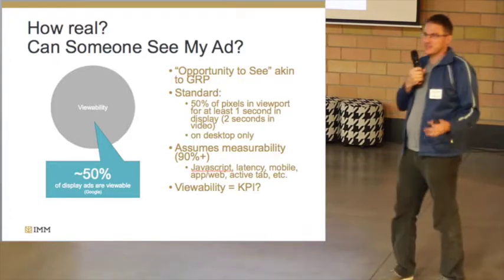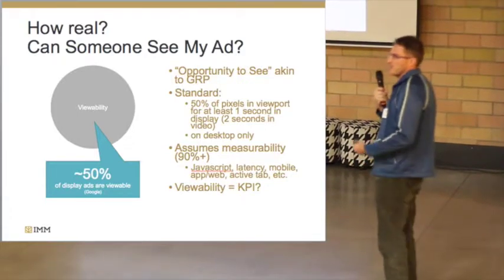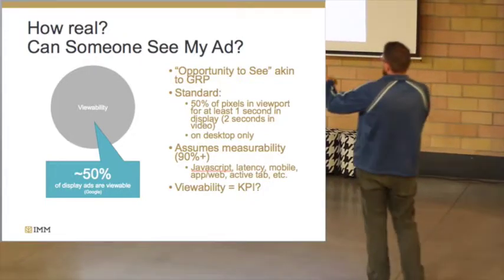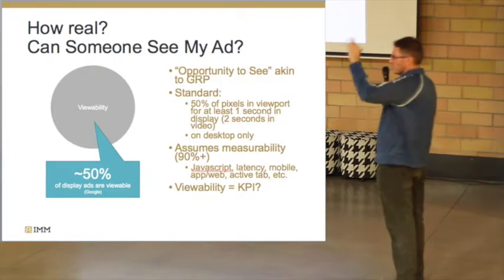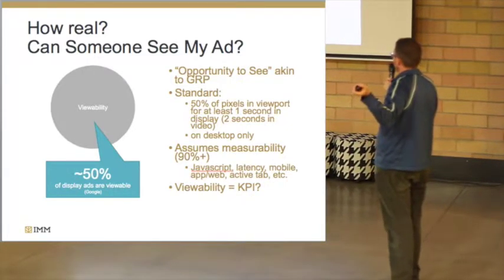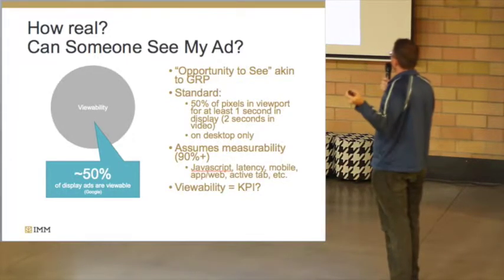What viewability basically says is it's an opportunity to see an ad. It doesn't really mean it was actually seen or that you could actually view it, but it was within what they call the viewable pane of a browser. So whether you scroll up and down, and the fact that it was shown. 50% of the pixels have to be in your pane, your viewport, for at least a second for display and 2 seconds for video.